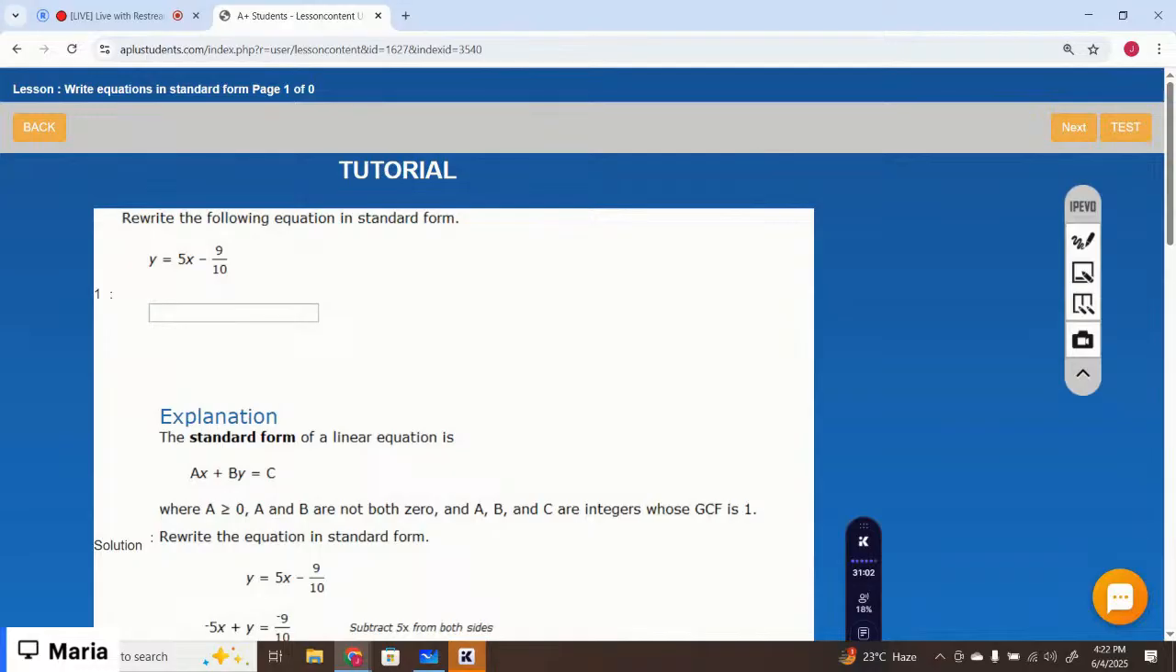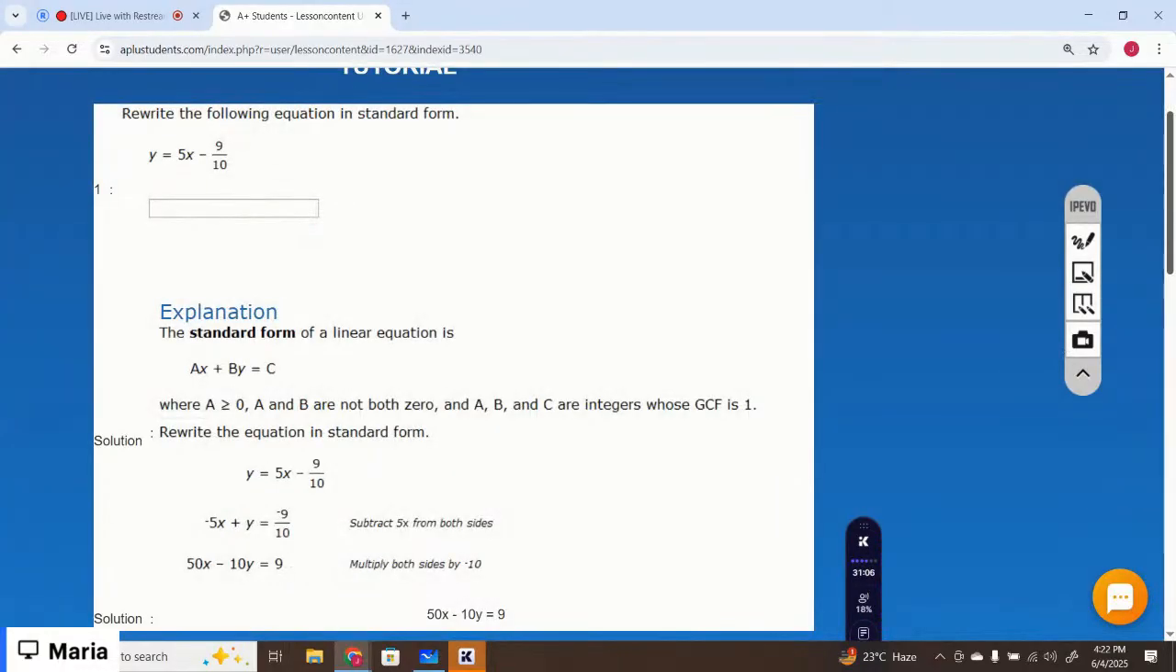Rewrite the following equation in standard form. The standard form of the equation is ax plus by equals c. So y equals 5x minus 9, and we will multiply the equation by 10. That would be 10y equals 50x minus 9. Then you need to rewrite the equation, that is 50x minus 10y equals 9.